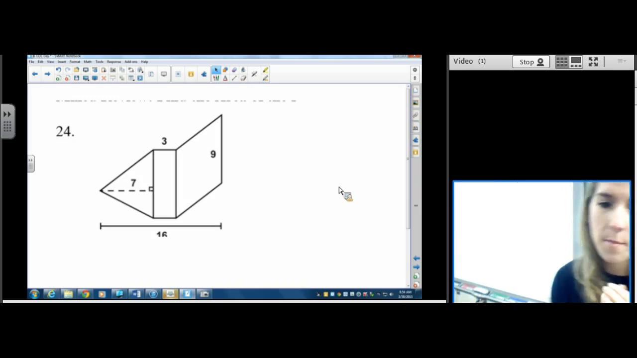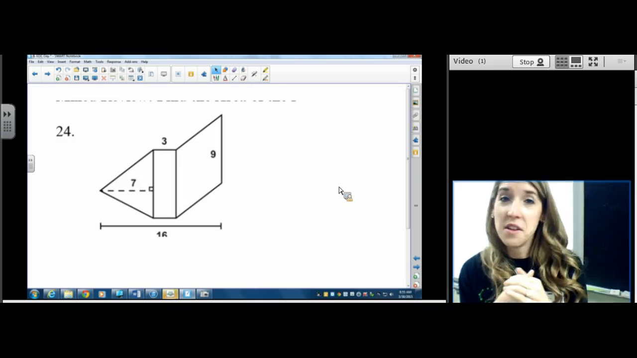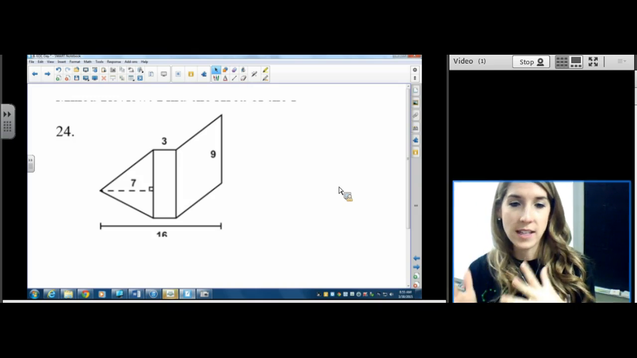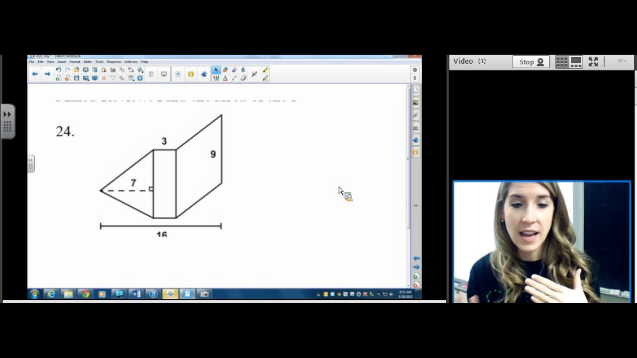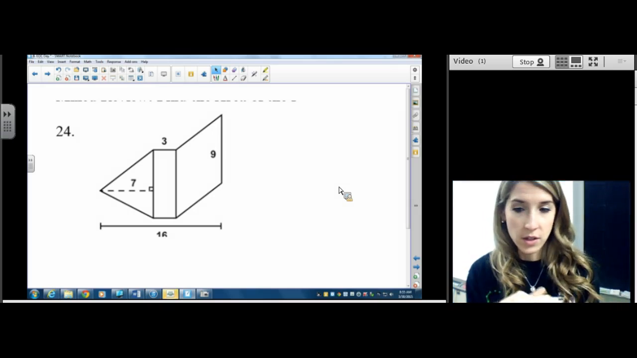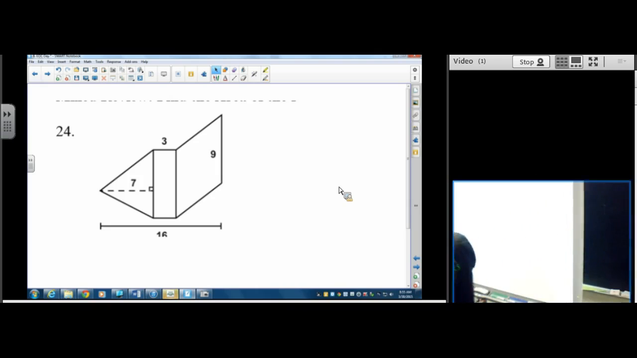Number 24, find the area of the composite figure. There's really no other way to go about this other than finding the area of each shape one at a time. We've got a triangle, a rectangle, and a parallelogram. I usually just find their areas, write it inside the shape, and add them together. There's no subtracting here, okay? That 16 almost got cut off, so be careful.